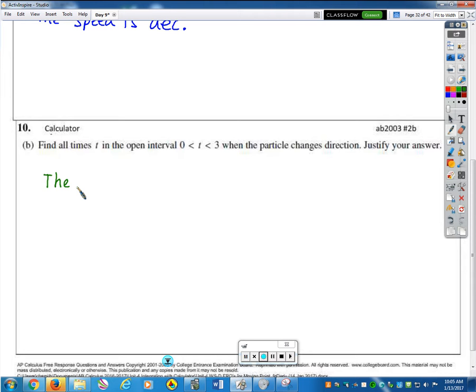Like if the graph of the velocity looked like this, it's a really good question, Heidi. If the graph of the velocity looked like this, the correct answer would be the particle never changes direction, because the velocity never changes sign. So what you want to say instead is the particle changes direction when the velocity changes sign, which occurs at t equal whatever.